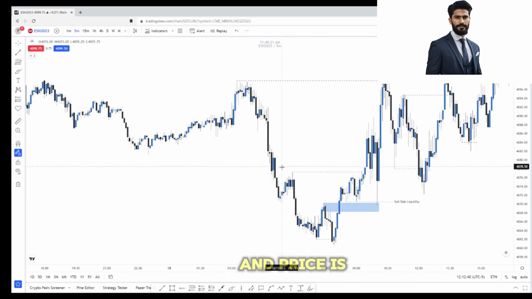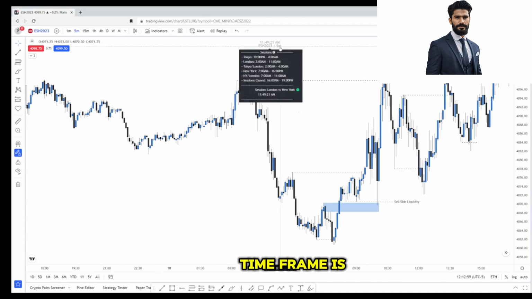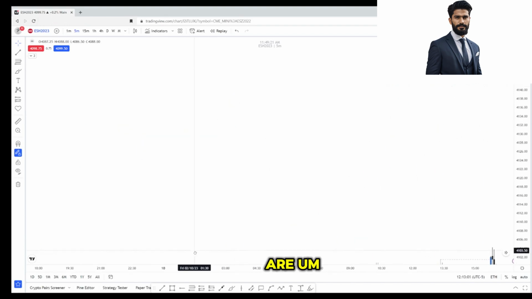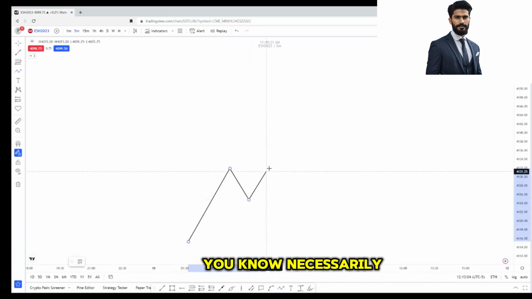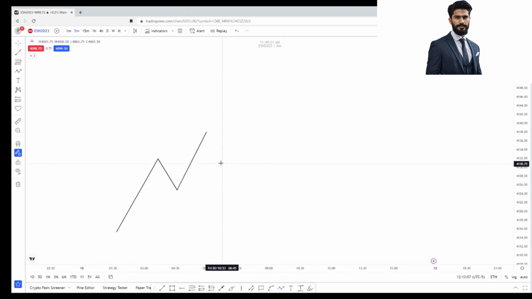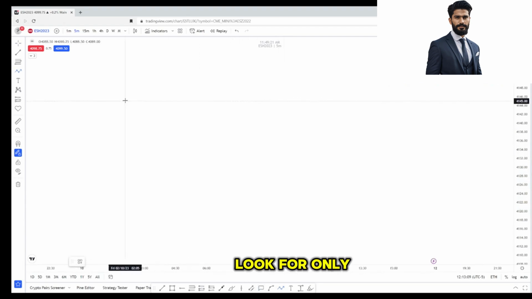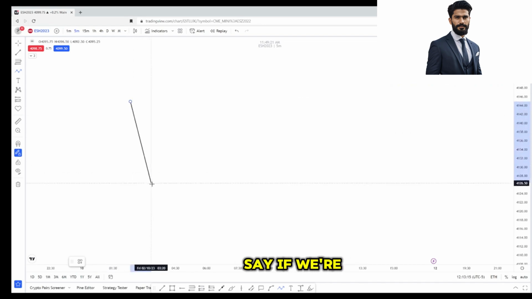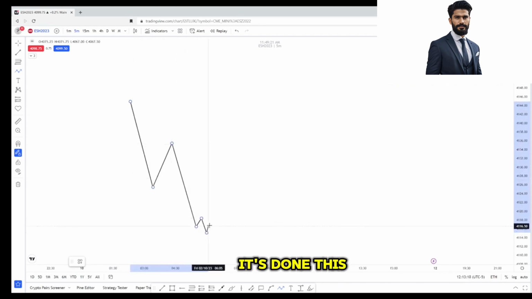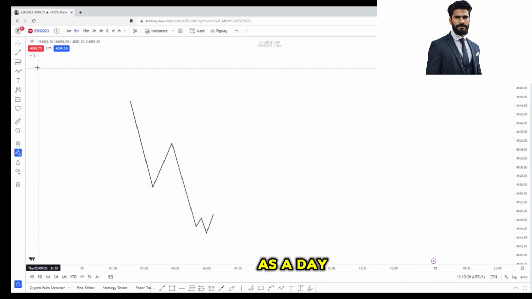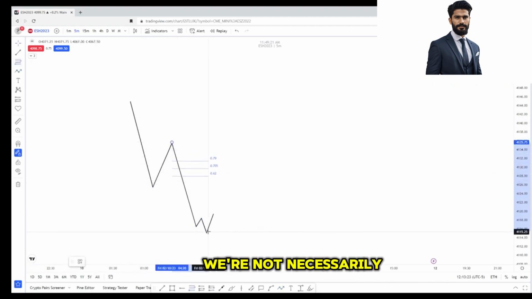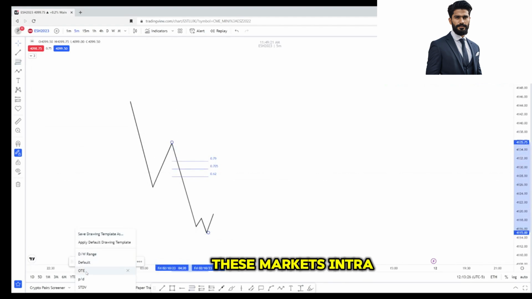So think of it like that. If we're bullish and price is pushing down, and when I say bullish, I'm not saying that every market structure on every time frame is bullish. I'm saying that right now our bias on this time frame, the 5-minute, is to go up. That doesn't mean we're in an uptrend necessarily, or that we have to look for only bullish price action in an uptrend. But let's say we're in a downtrend and price is down here and it's done this move, that's still bullish to me as a day trader, or as an immediate bias, because we're not necessarily investors when we're trading these markets intraday.